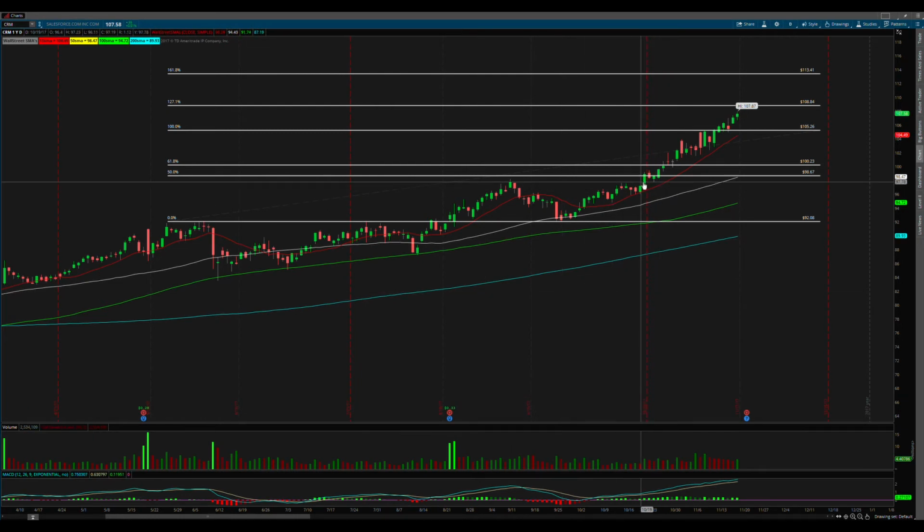And we'll talk about Salesforce, CRM. This was a play of the week. We recommended this play in our newsletter last week when it was at this 105. It closed at this 105 level last Friday. And we recommended this play for earnings and for long term.